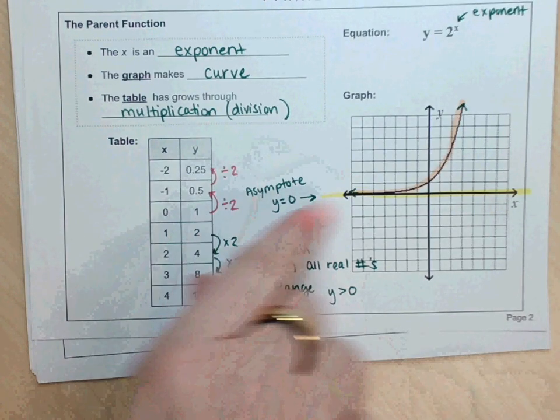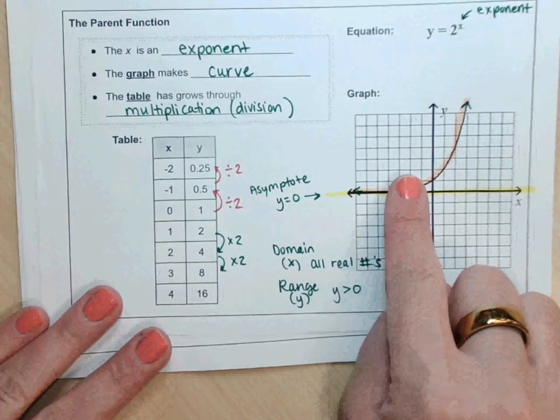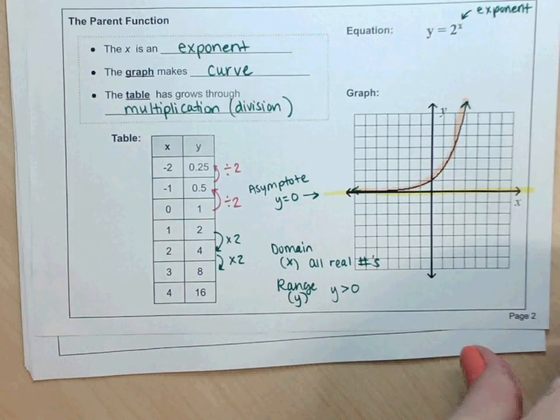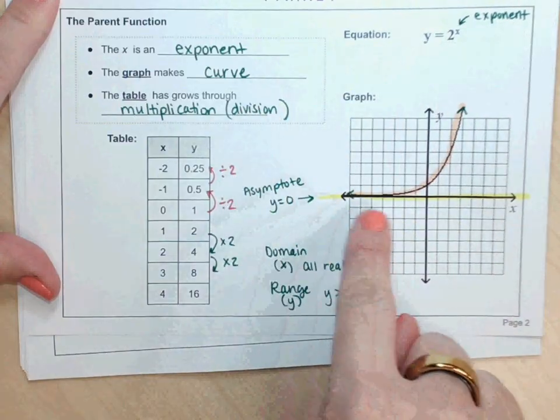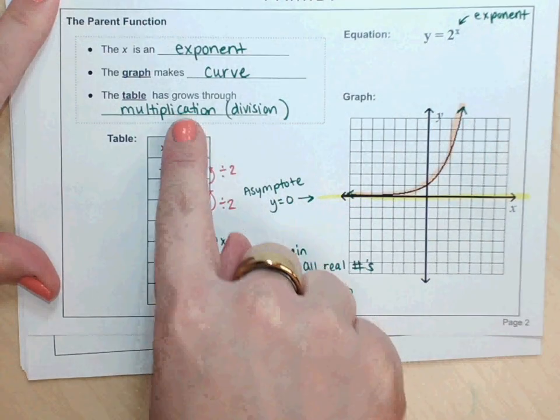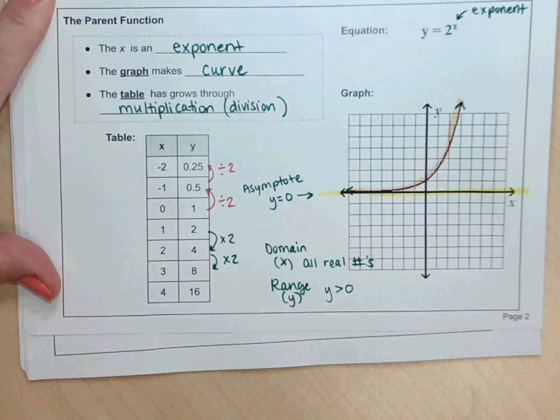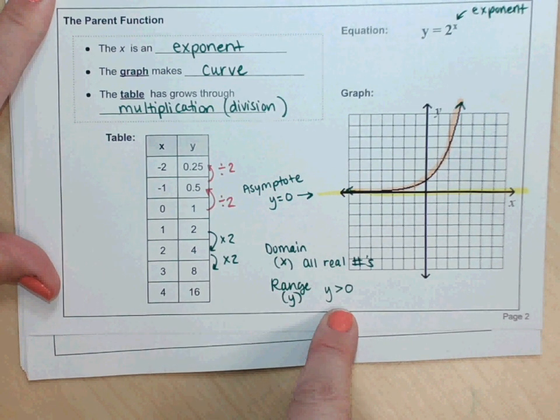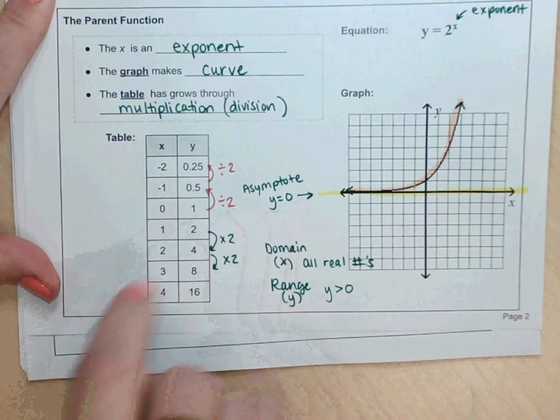And so all of our exponential families will have an asymptote somewhere. Sometimes it shifts up or down, but this is where it is for this graph. So the x is the exponent, the graph makes a curve, and then the table grows through multiplication, or it can grow through division. The domain is almost always going to be all real numbers. The range usually is only going to exist on the top half, occasionally on the bottom half, and then the asymptote, there's always an asymptote.